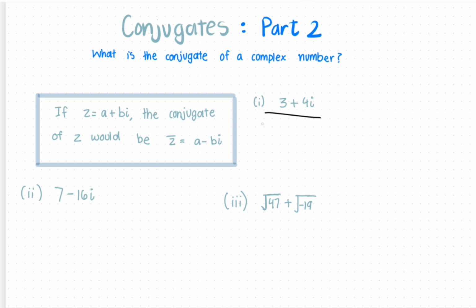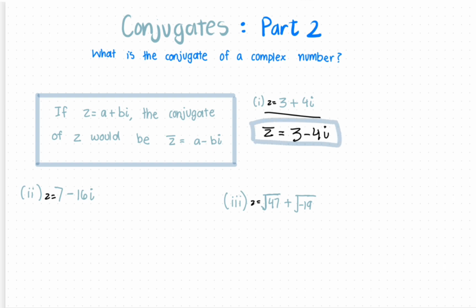Well, if this is equal to z, then the conjugate of this, you would just flip the sign. Instead of a plus, it would be a minus. So the conjugate of z would be 3 minus 4i. And that is our answer, nothing more.